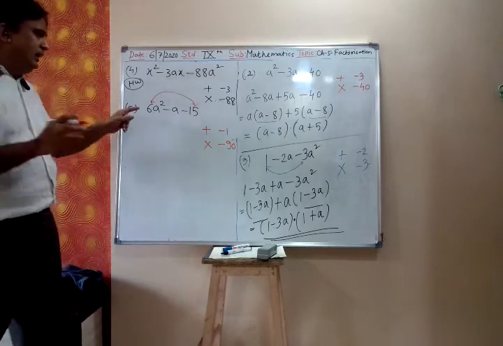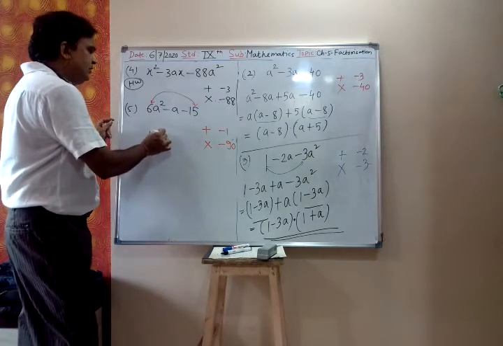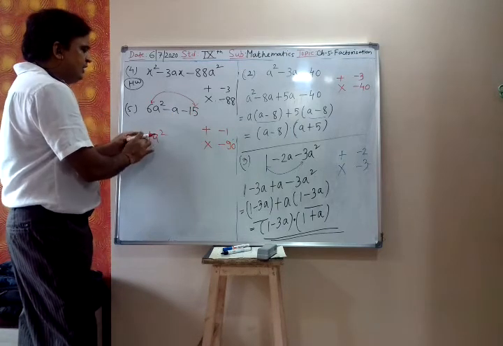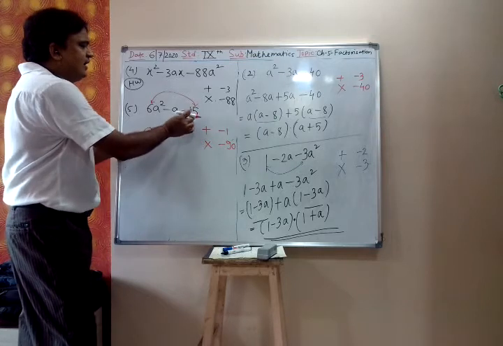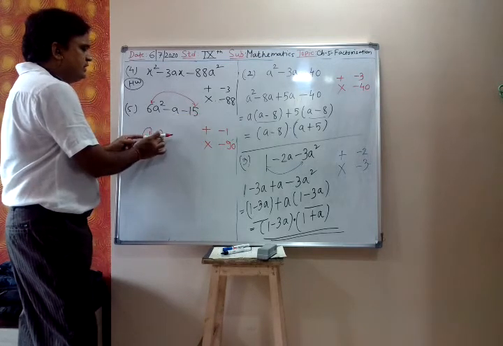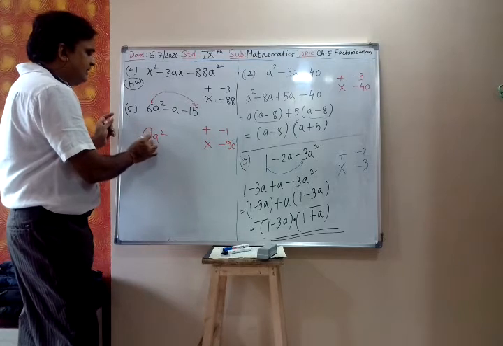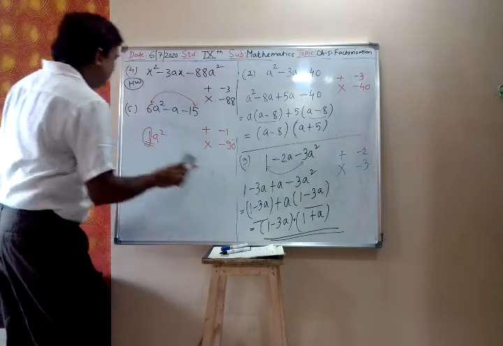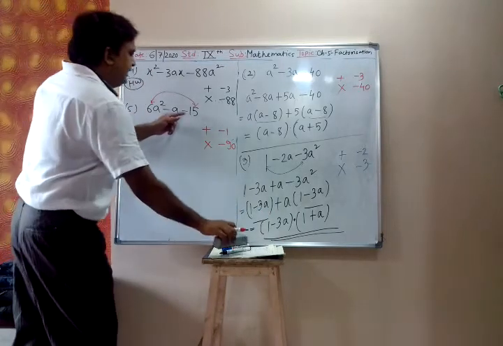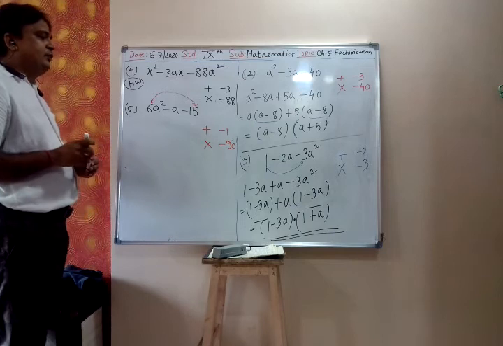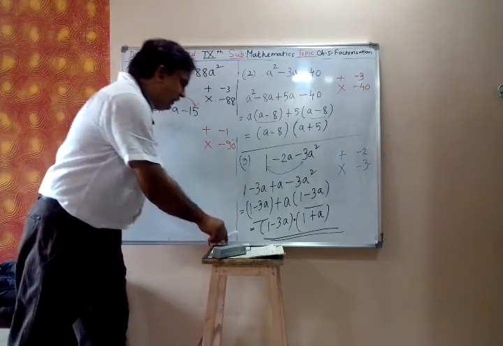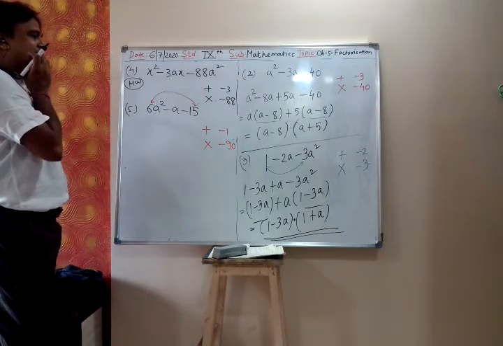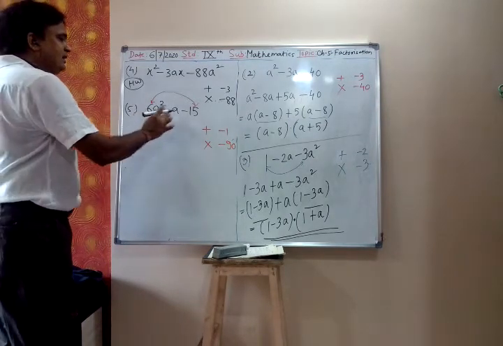See, if coefficient of a square is 1, then we directly see the last term. But whenever coefficient of a square is not 1, instead of 1 it is some other number, then I have to take the multiplication of first and last term. So 6 into minus 15 is minus 90. Now find two numbers whose addition is minus 1 and multiplication is minus 90.